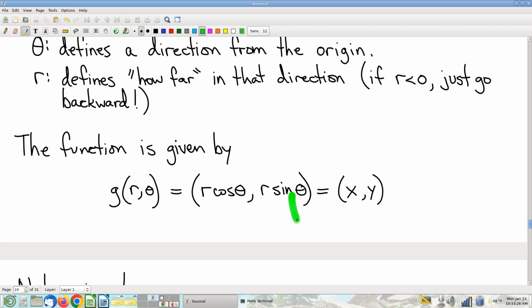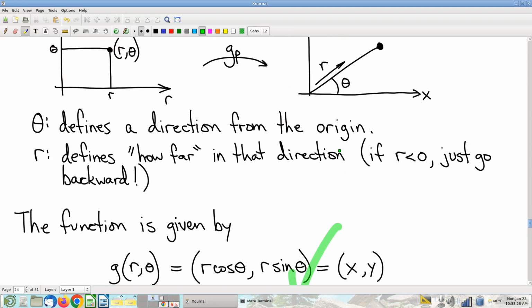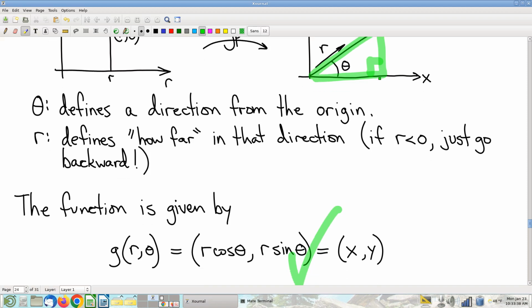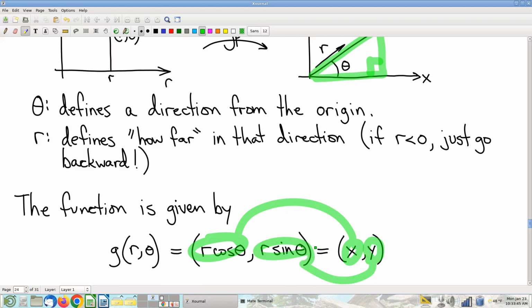Okay, easy trig. I'm going to leave the trig to y'all. Make sure that you can do the trig here. Of course, we're looking at this right triangle, and if you think about how you would find x and y on the basis of this right triangle, what you'll find is that x is r cosine theta, and y is r sine theta. Okay. Alrighty.